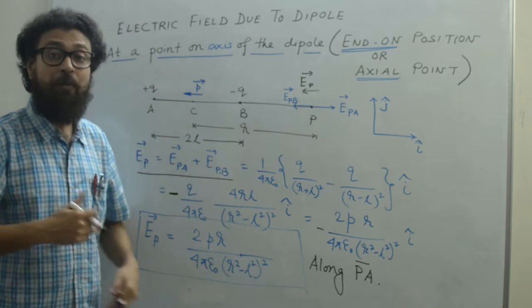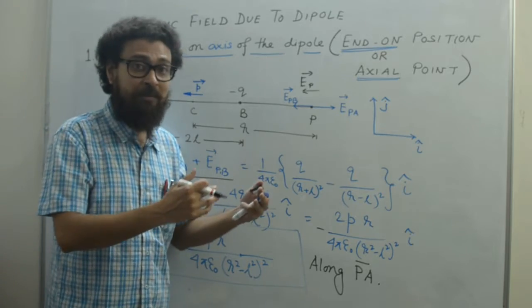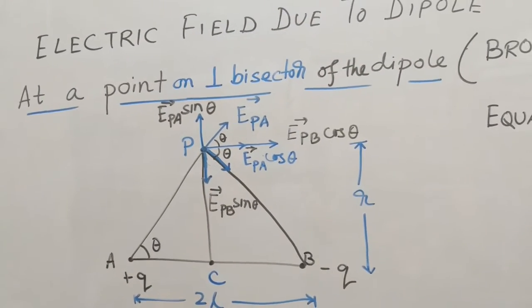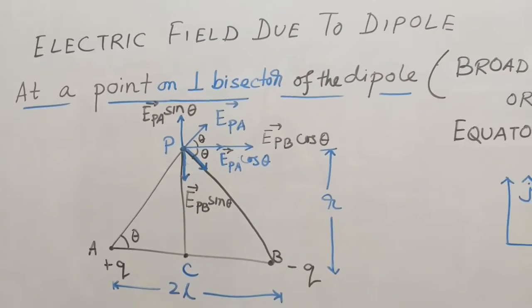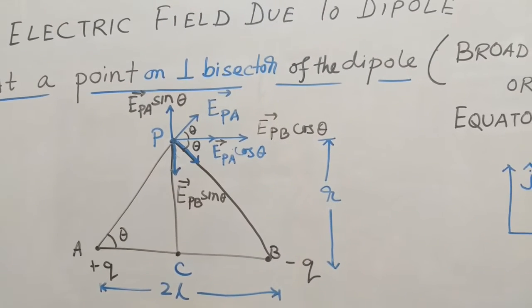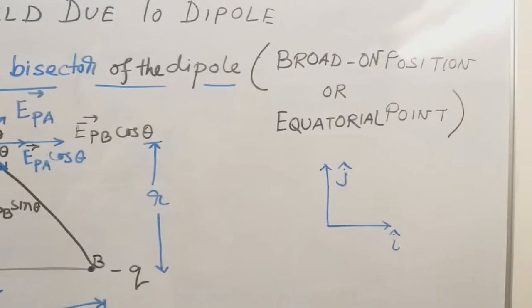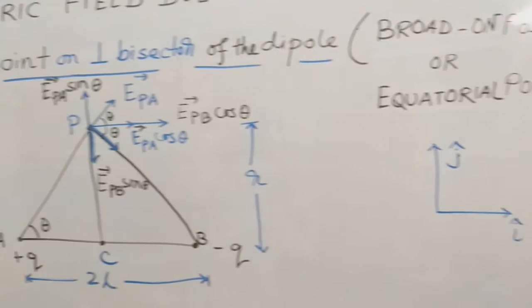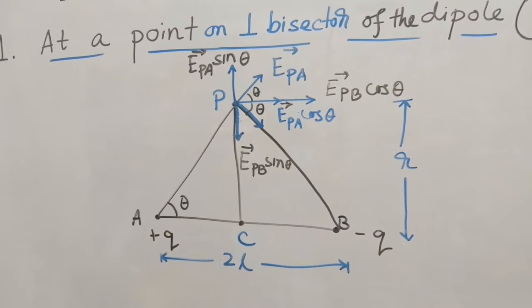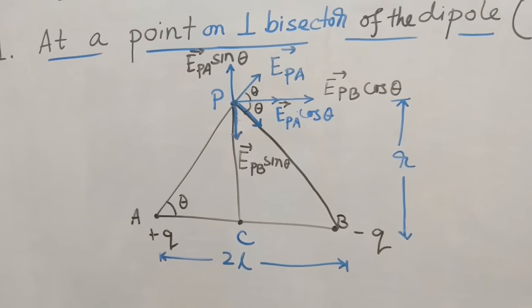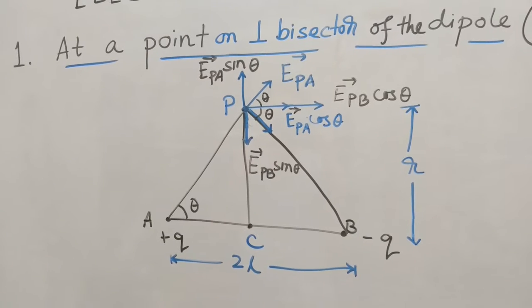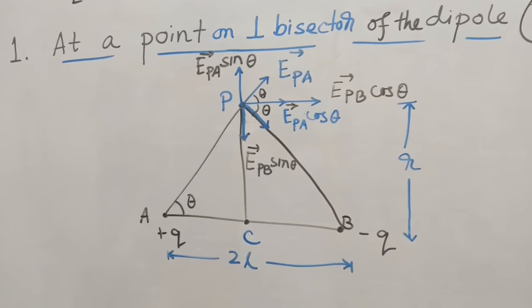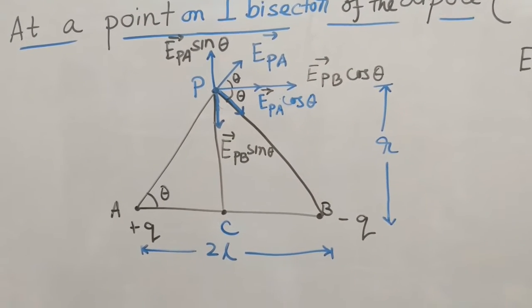Okay. Now we'll come up with another one. Now we have another situation for electric field due to dipole at a point on the perpendicular bisector of the dipole, and that is called the broadside-on position or equatorial point. I'm giving you a closer look so that you can perfectly draw this in your classwork copy. Just draw it. It's not complicated.